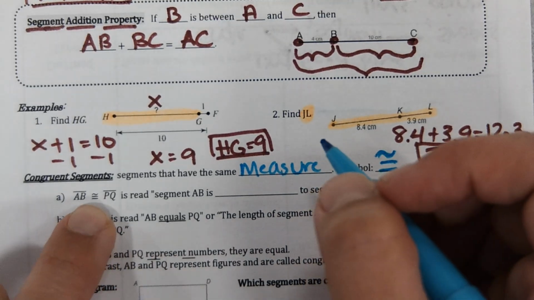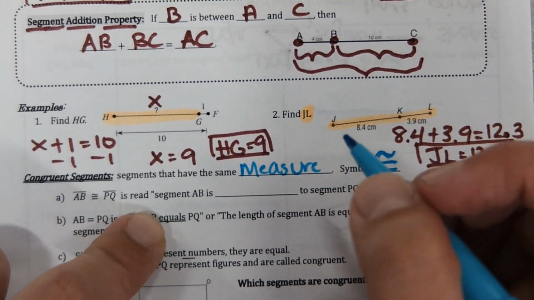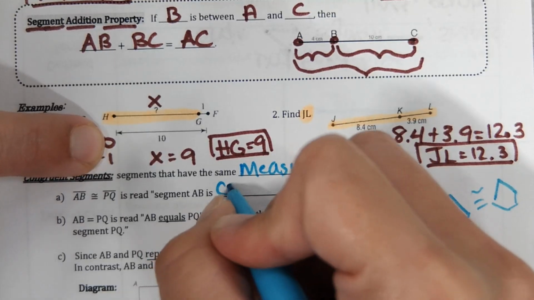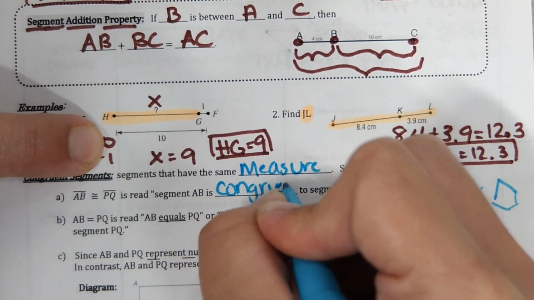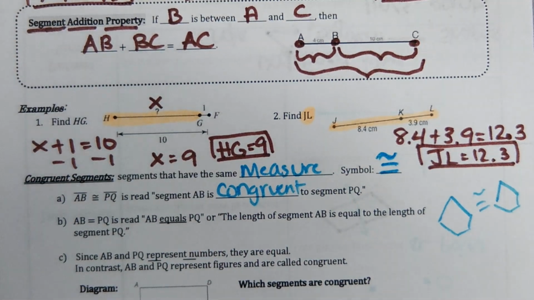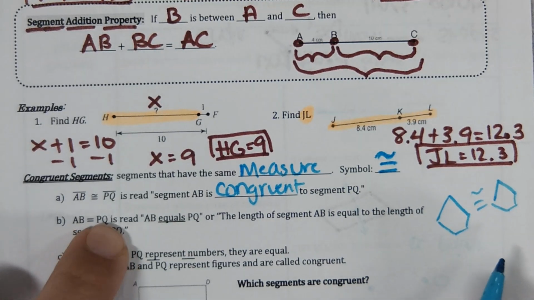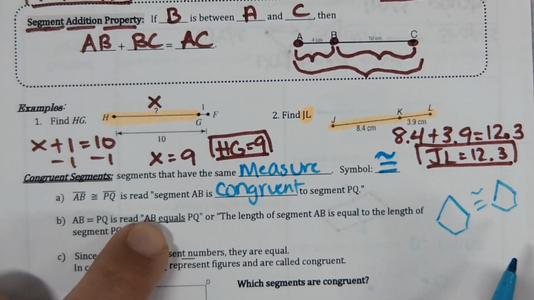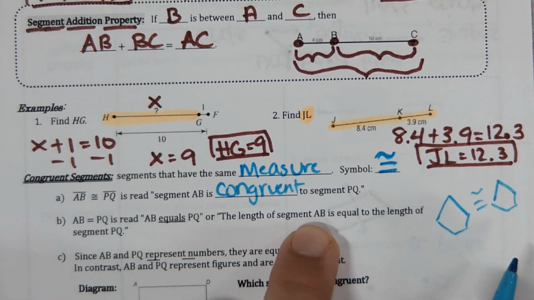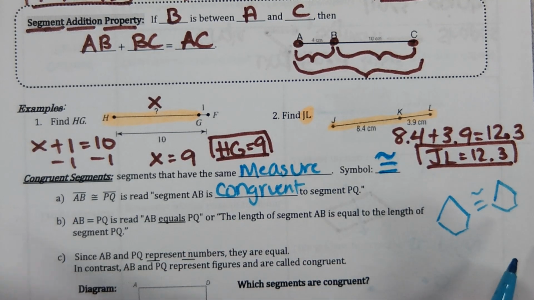So here it says AB is congruent to segment PQ is read as segment AB is congruent to segment PQ. So AB equals PQ is read as AB equals PQ, or the length of segment AB is equal to the length of PQ.